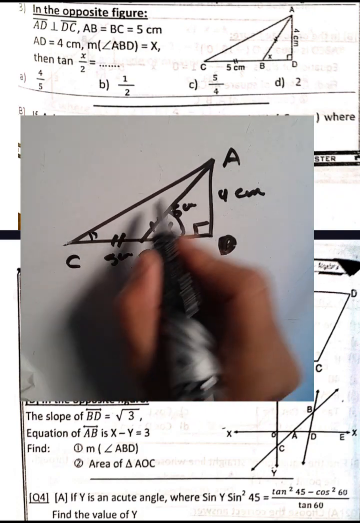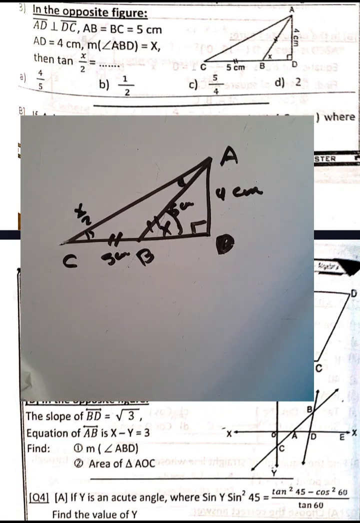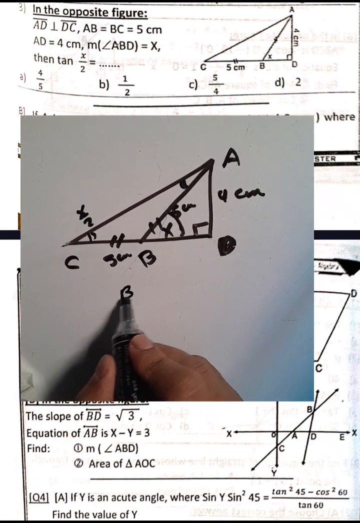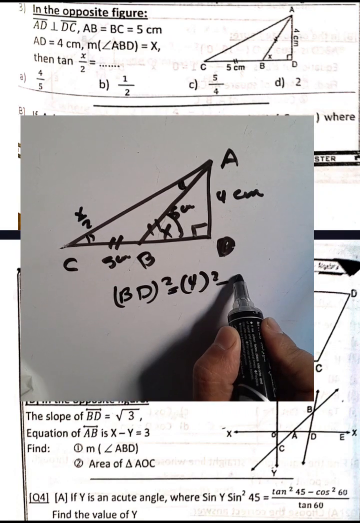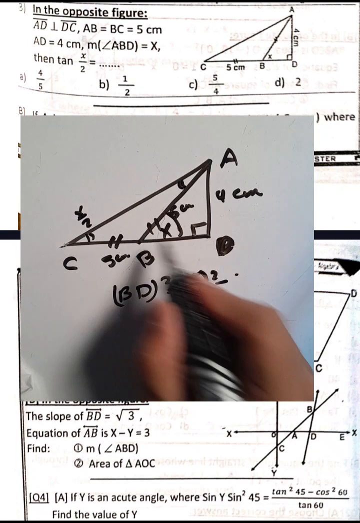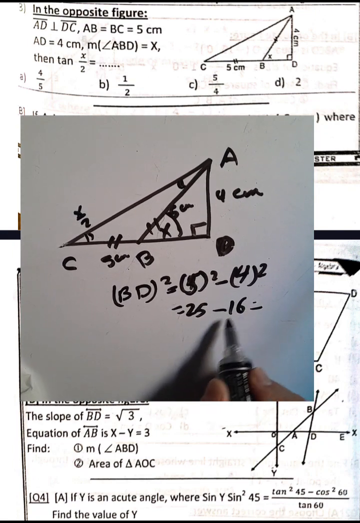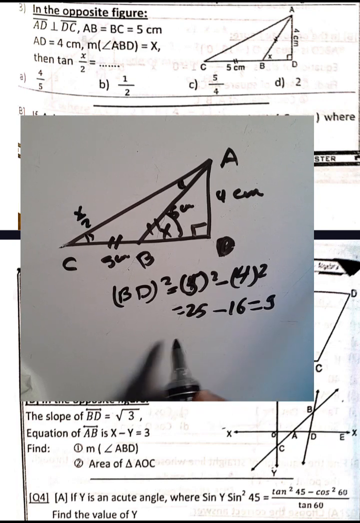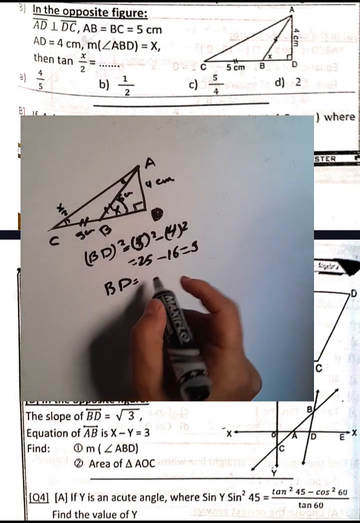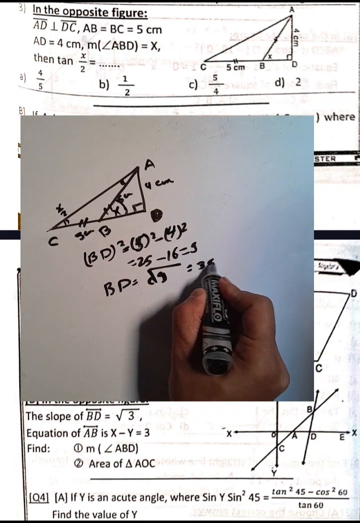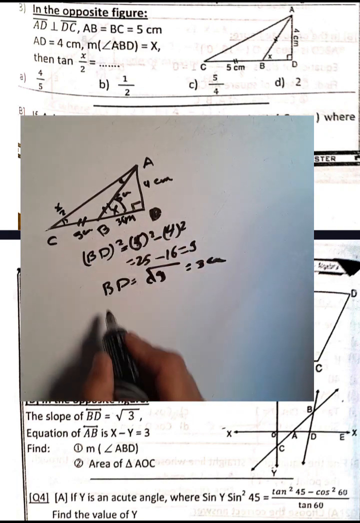Then the measure of angle C will be equal to the measure of angle A. It will be x over 2. Then we can find this length by Pythagoras. BD power 2 from the right angle triangle, it will be 4 power 2. Subtract, or write the hypotenuse first: 5 power 2 subtract 4 power 2. It will be 25 subtract 16, it will be 9. Then BD will be the square root of 9. It will be 3 centimeters. This side length BD is 3 centimeters.